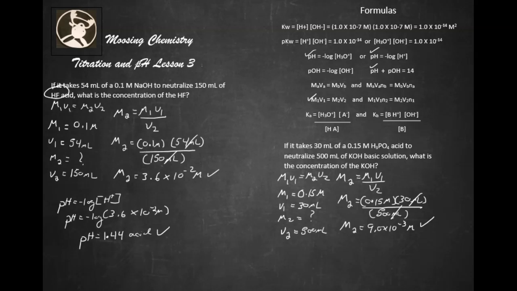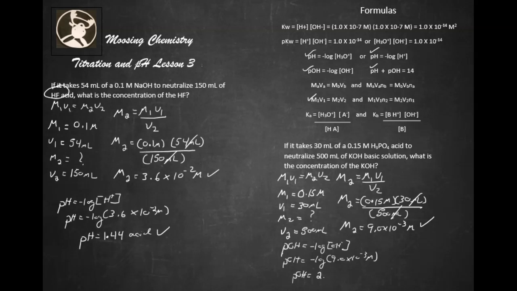Now we're going to figure out the pOH. I can actually do it by pH or pOH, it doesn't really matter. I'm going to use pOH. This equals a negative log of the OH minus ion concentration, which is this right here. So pOH equals negative log of 9.0 times 10 to the negative 3 M.